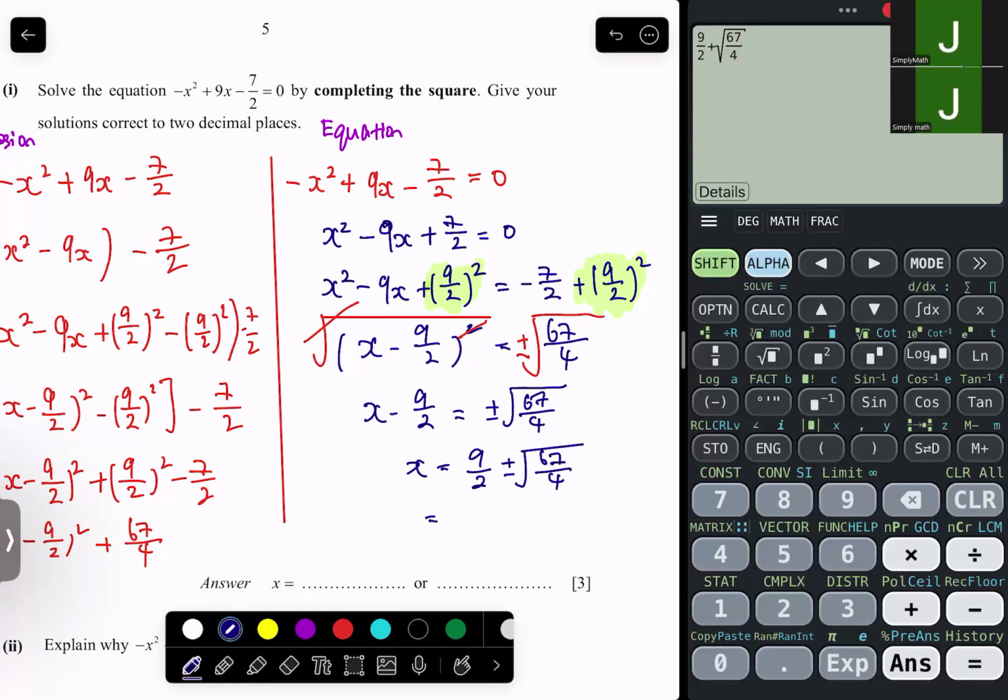I'll get 8.59 or 0.41, because the question wants 2 decimal places.